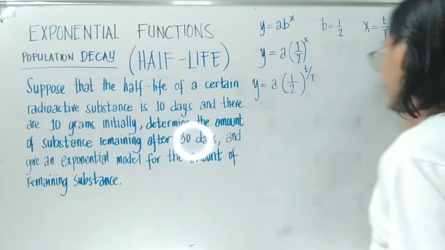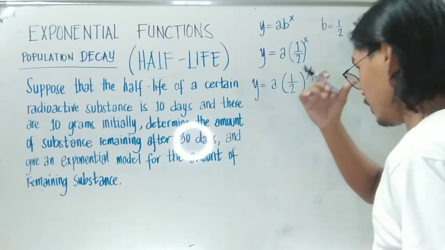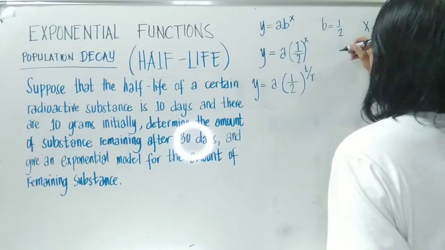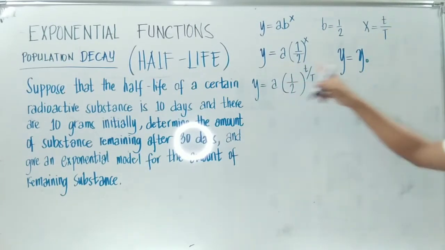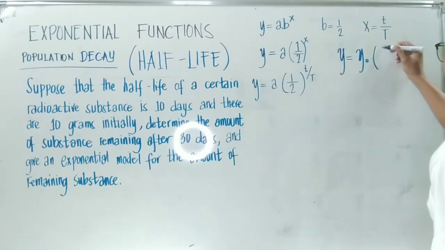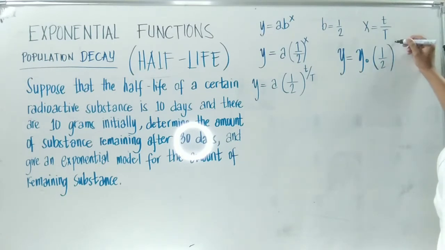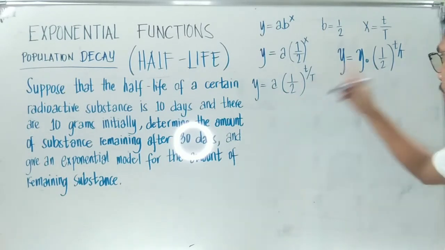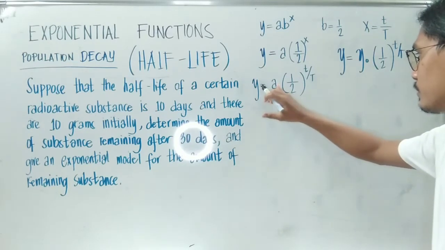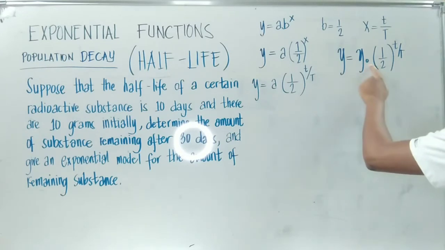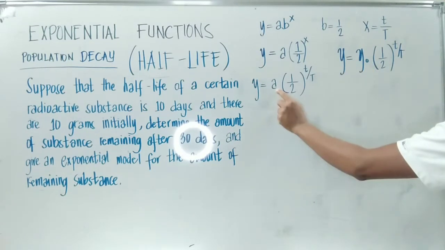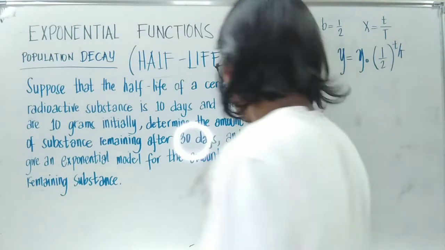Or in some books you will find the half-life formula as y equals y sub 0, for your a or initial value, times the quantity of 1/2 raised to that one. Okay, so in case, just follow what you should follow. You can use this one or this one. So y sub 0 is the initial value, just like a. Okay, so let us apply.